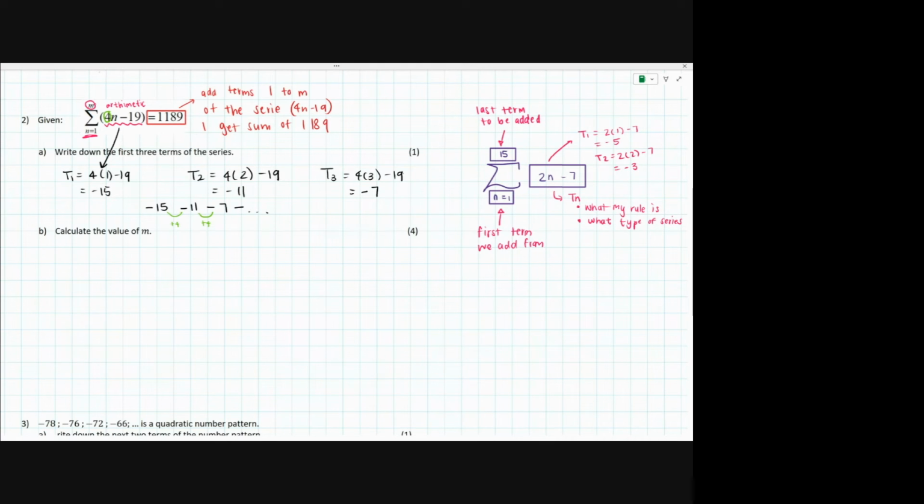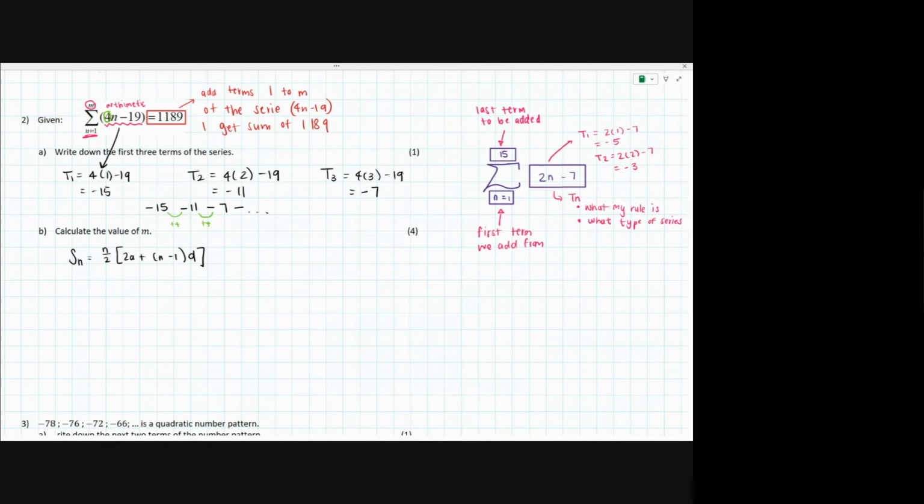Now again, sigma is sum of. So I have to work with my sum formula. Again, this is all on your formula sheet. This is not one you need to know. But the sum of an arithmetic series is S of n is equal to n over 2 times 2a plus n minus 1 times d. And now we start to substitute in the stuff that we know.